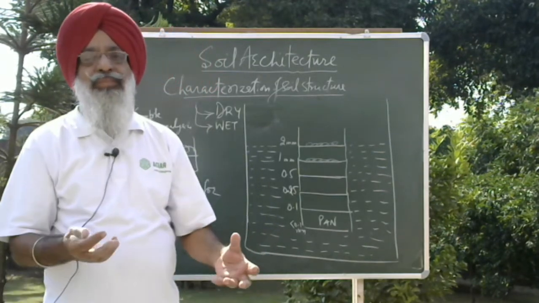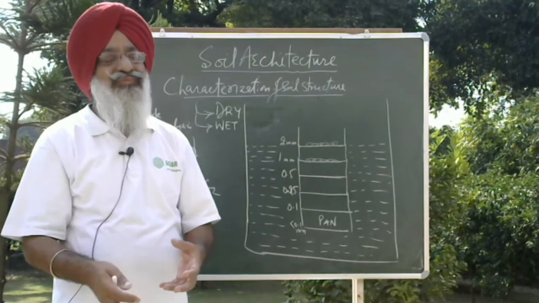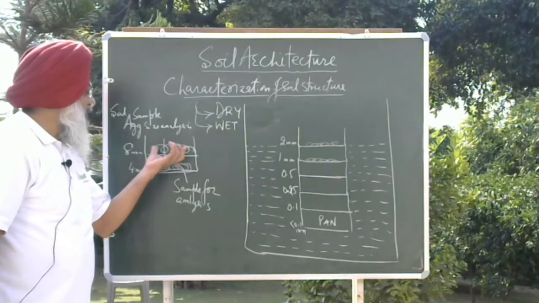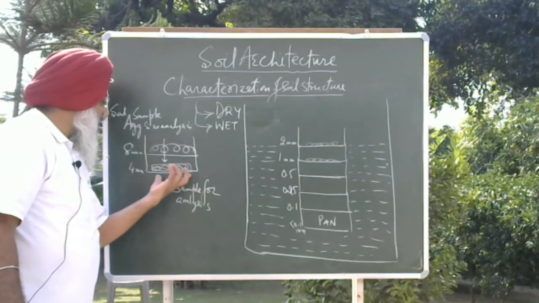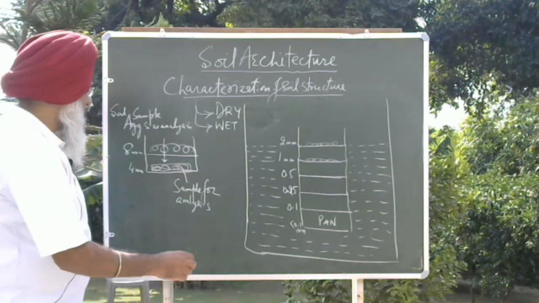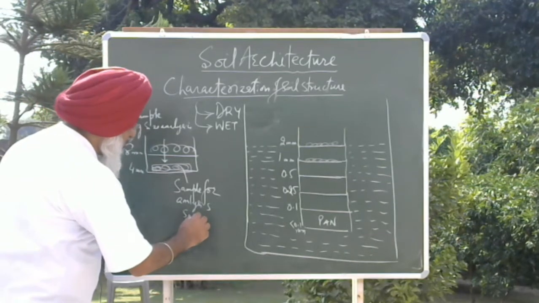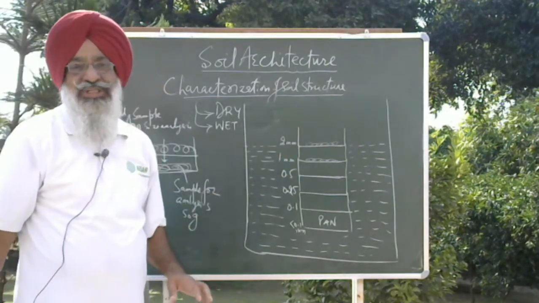You take this sample, dry it in the oven for 24 hours. After that, you take some sample, pass it through 8 millimeter sieve, and then whatever is retained on 4 millimeter sieve, that will be your sample. So, you have to take 50 gram of this sample and place it on this topmost sieve.